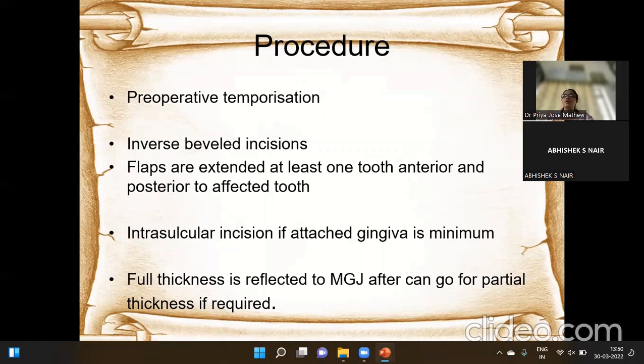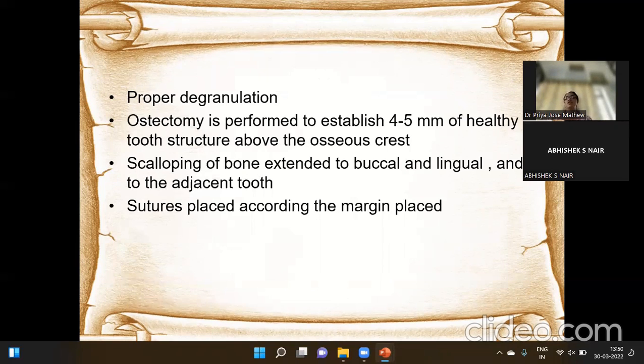Now, what is the procedure? Preoperative temporization. So, do a preoperative temporization, then incisions have to be made. Then it may have to extend to the anterior or posterior tooth of the affected region, and an intracrevicular incision if that gingiva is very minimal. Then the flap is reflected, adequate bone correction is done. Then scalloping is done, buccally and lingually, or according to which area we have to address. Then return the flap, and if any modification of the flap has to be done, we have to correct that.